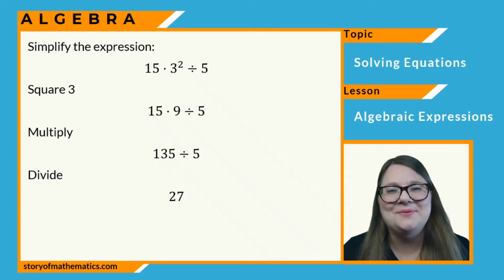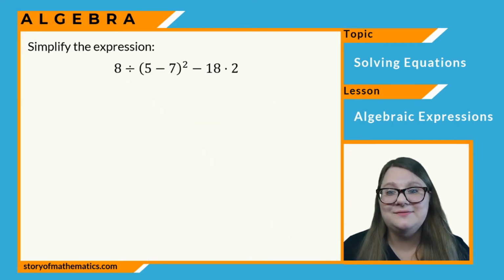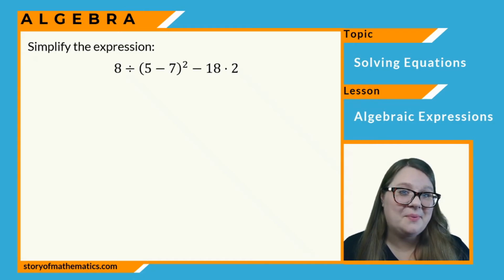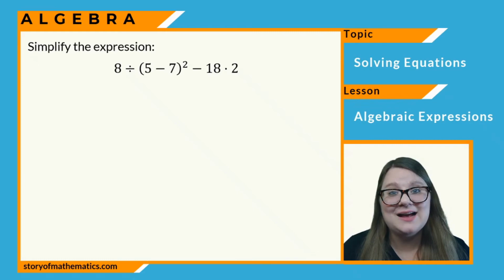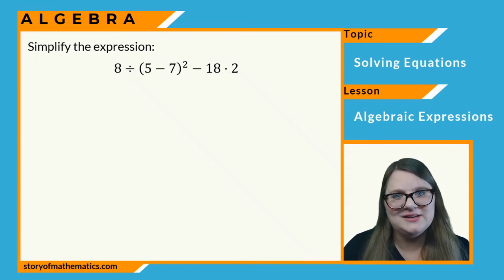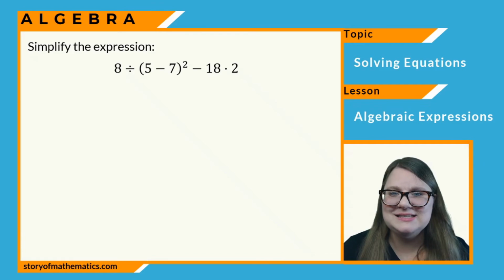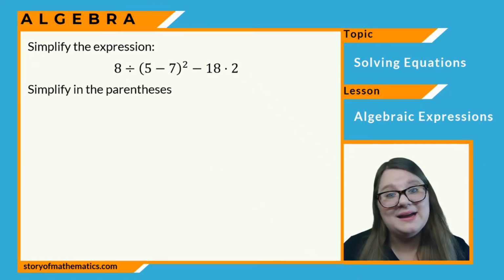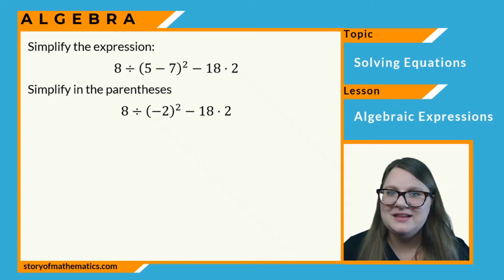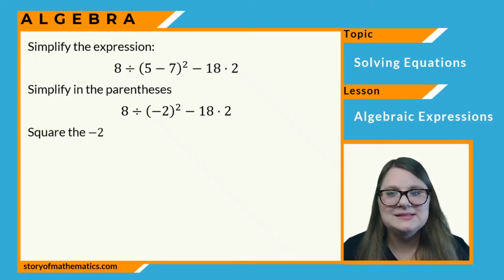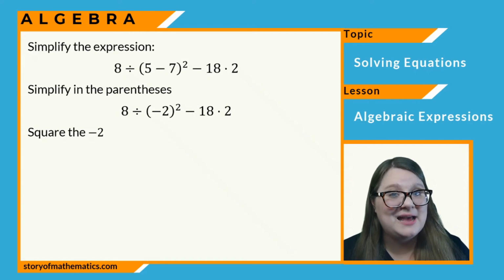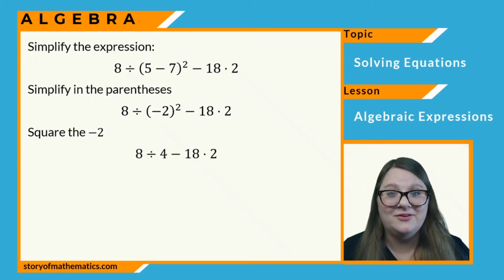All right, I have one more example for y'all. This one is 8 ÷ (5 − 7)² − 18 × 2. Now, I realize this looks complicated, but the order of operations is exactly the same as it has been with all the other examples. We'll start with parentheses. When we do that, we're going to do 5 minus 7 is negative 2. Then we'll do exponents. So in this case, our exponent requires us to square the negative 2. Negative 2 squared is really negative 2 times negative 2, which is positive 4.